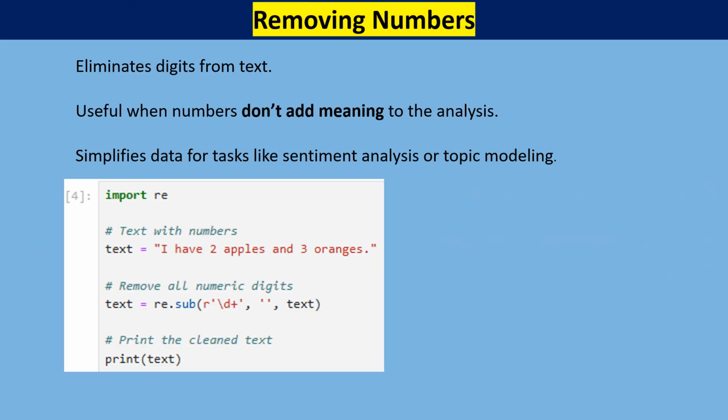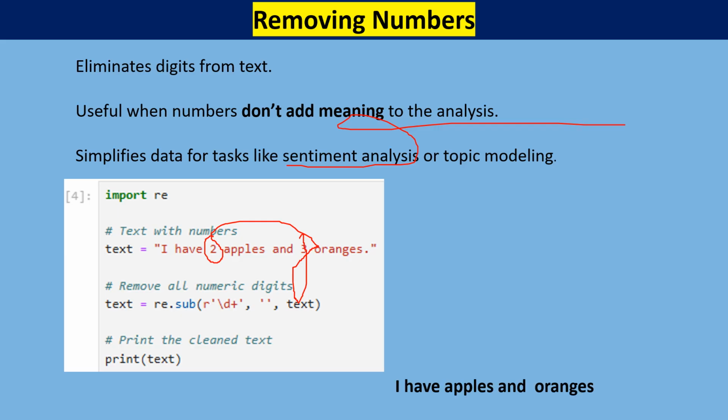Removing numbers. Eliminate digits. Numbers can carry meaning in some contexts, e.g. dates, prices, quantities. However, in many NLP tasks, especially sentiment analysis, emotion detection, or topic modeling, numbers often do not provide semantic value. Removing numbers helps reduce noise in text, simplifies tokens, and focuses analysis on words and contexts.